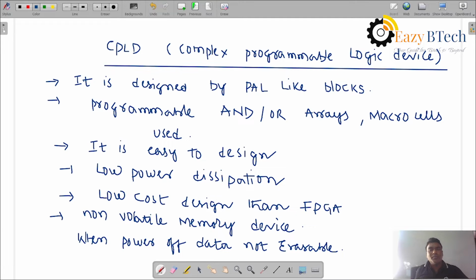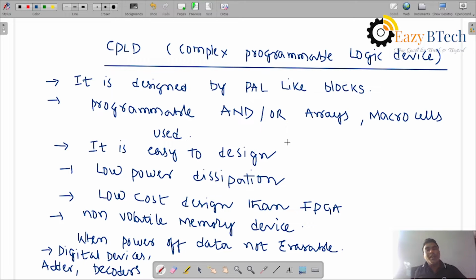So it is used in digital devices. We can use it in adders, decoders, and digital circuits.